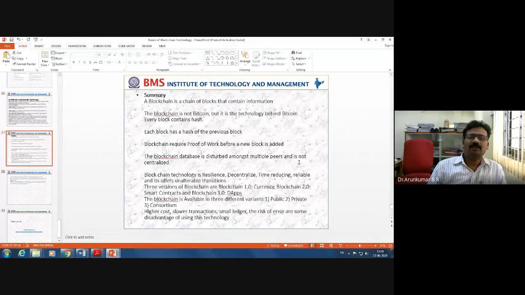Higher cost, slower transactions, small ledger, the risk of error are some disadvantages of using the blockchain technology.